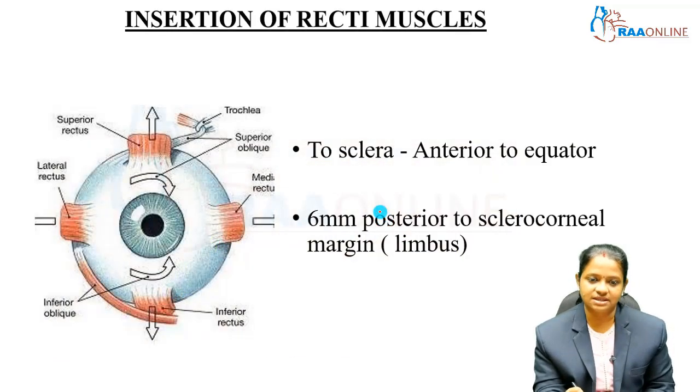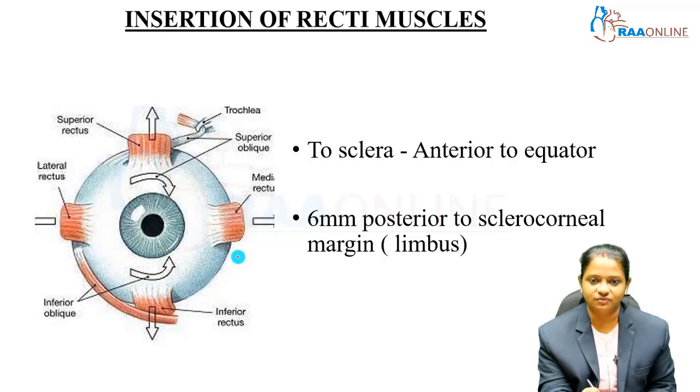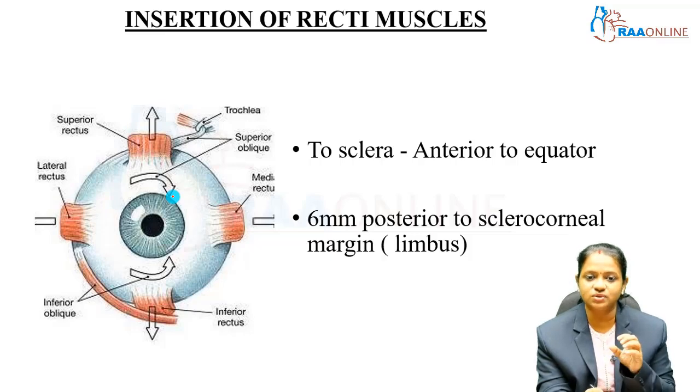The recti muscles run forward and are inserted to the sclera in the anterior part of the eyeball, just posterior to the sclerocorneal margin, approximately 6 mm behind the sclerocorneal margin. So this is the insertion of the recti muscles. They take origin from a common tendinous ring. They run forwards and are inserted to the anterior part of the eyeball, just behind the sclerocorneal margin, approximately 6 mm from it.